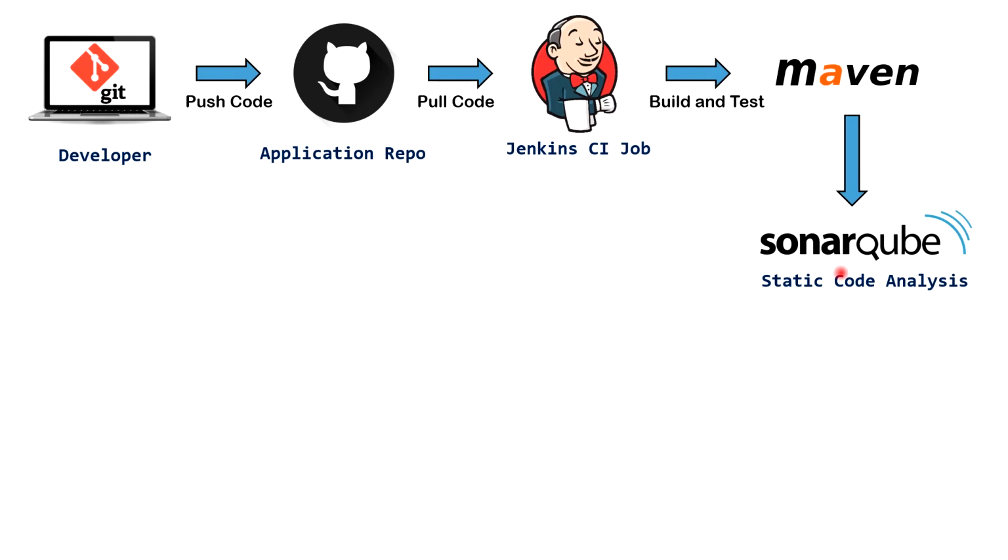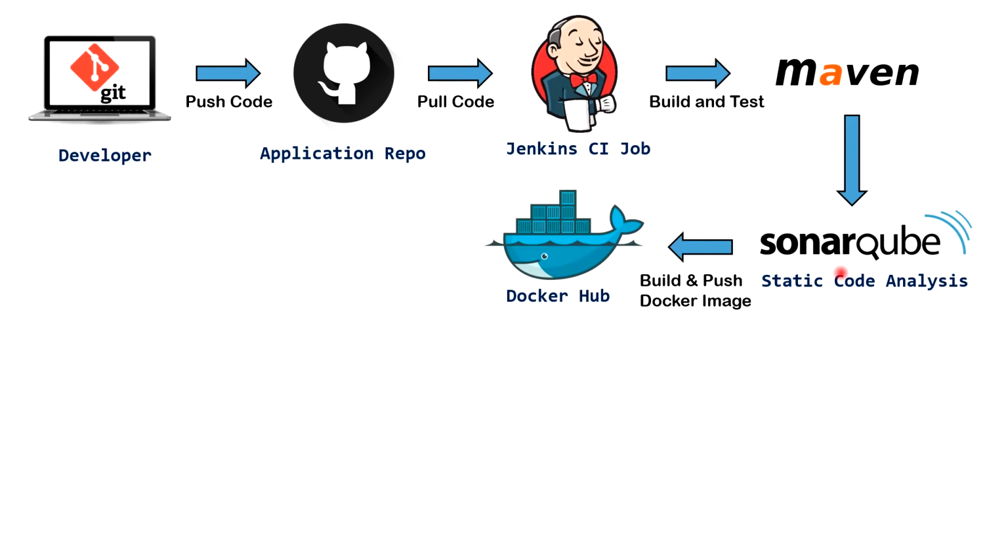Then we will do the static code analysis of the artifact using SonarQube. Then we will build the Docker image and push that Docker image to Docker Hub. After that, we will scan the Docker image using Trivy scan. Here our CI job will end. Once our CI job has been completed, our CD job will automatically get triggered.